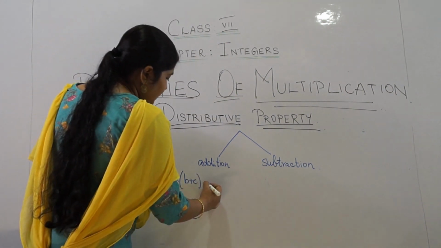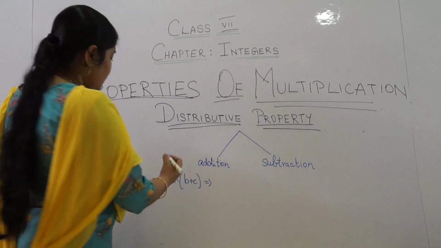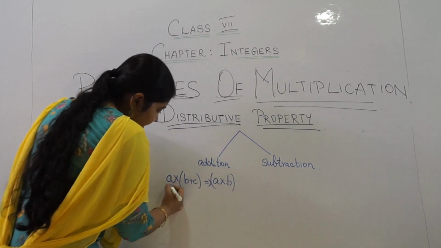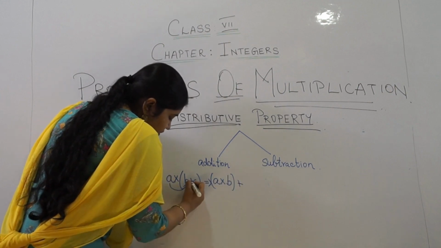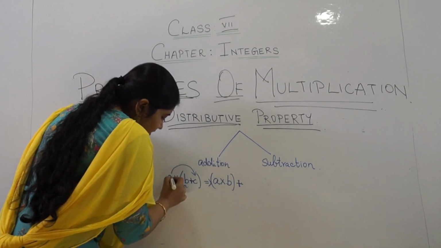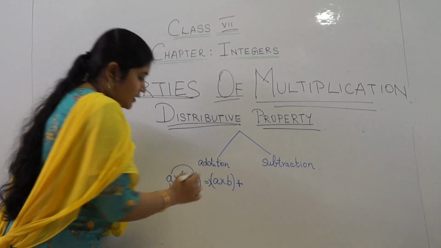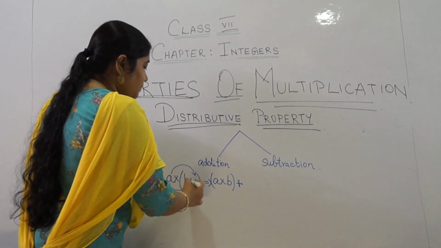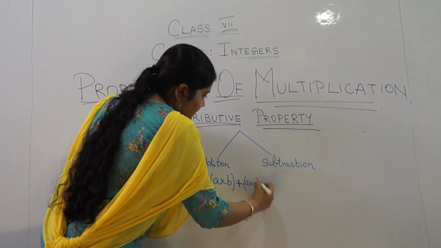Now what happens? This multiplication is distributed inside the bracket. So this becomes a into b, that is, this a is multiplied with b, plus we write this addition symbol as it is, plus a into c. So this a is multiplied, that is, distributed inside the bracket. So that is what is called the distributive property of addition. So a into b plus c is nothing but a into b plus a into c.